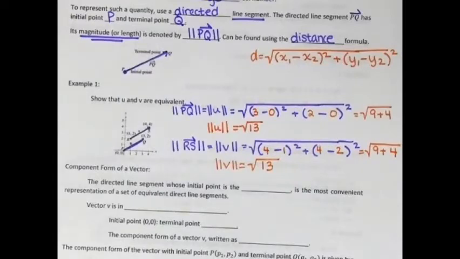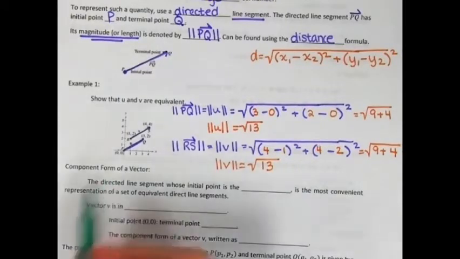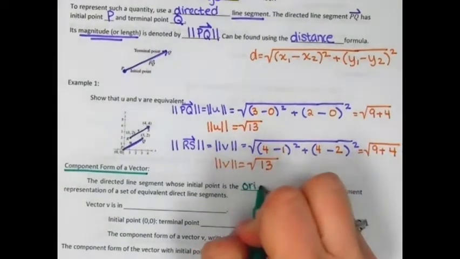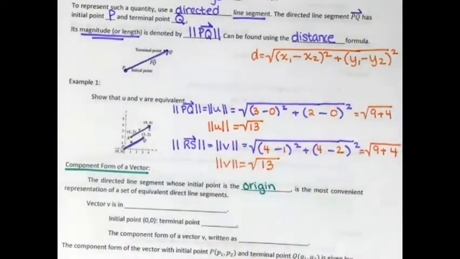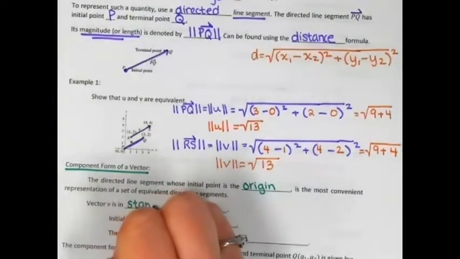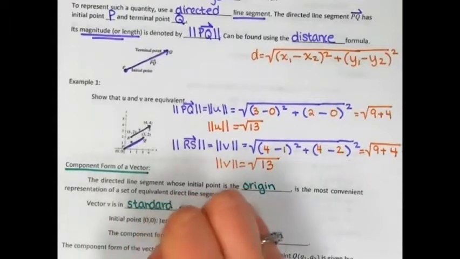All right. The component form of a vector, okay? The directed line segment whose initial point is the origin. And again, what's my origin? 0, 0, right? It is the most convenient representation of a set of equivalent directed line segments, okay? So if we can get it to the origin, that's the best. That vector V is known as being in standard position.